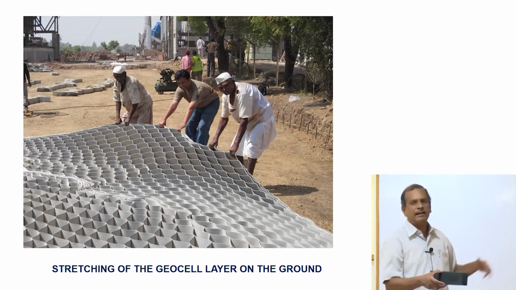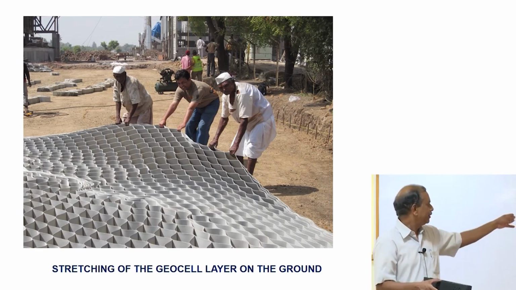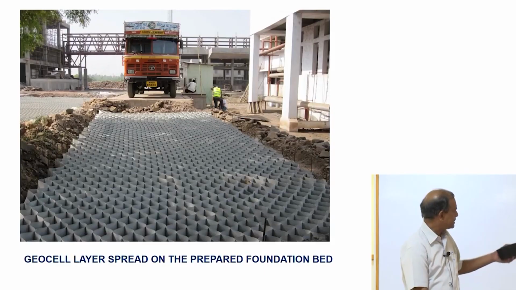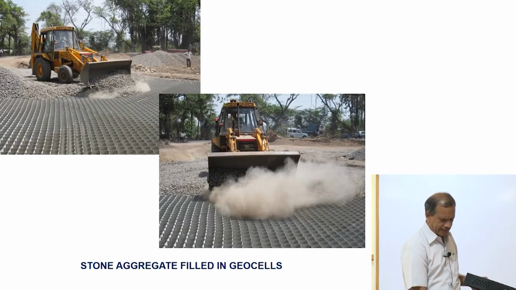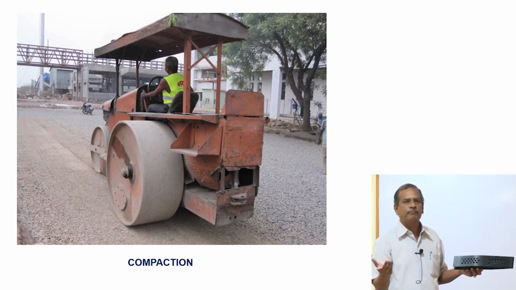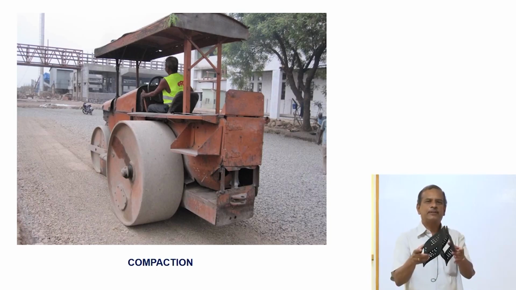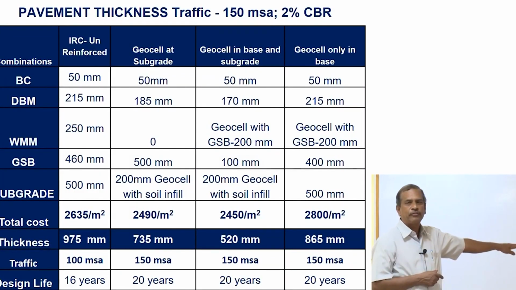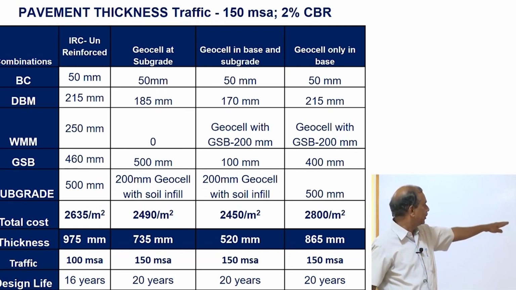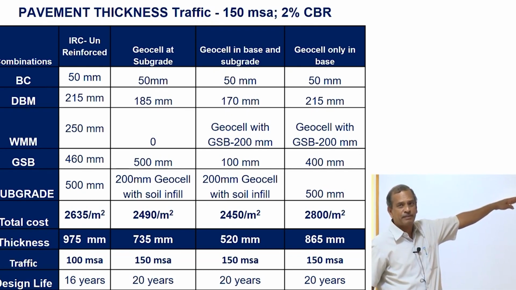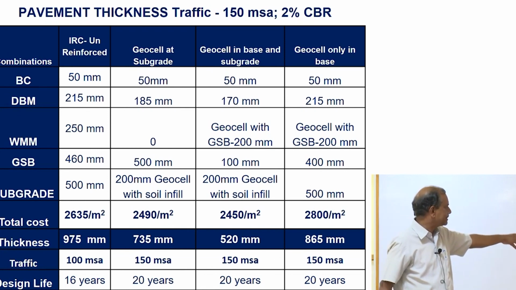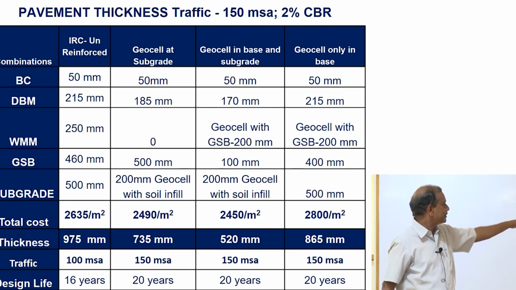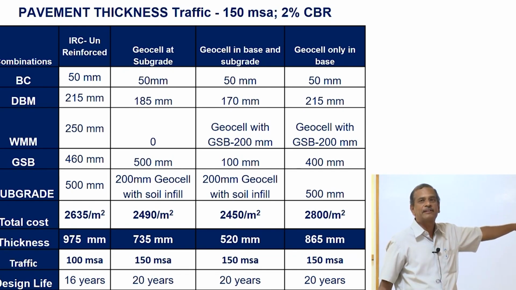We tried this. This is again at a location in Maharashtra. We used geocells for construction of a road. What we did was that we laid these geocell layers, filled that with aggregates, and then rolled with a conventional roller. What are the advantages of having these geocells in road construction? For example, if I require about 975 millimeter thickness of a pavement for a load, which has got a strength of 2% CBR, I can bring down the thickness from 975 to 520 millimeter by introducing geocells both at the base course as well as subgrade soil.